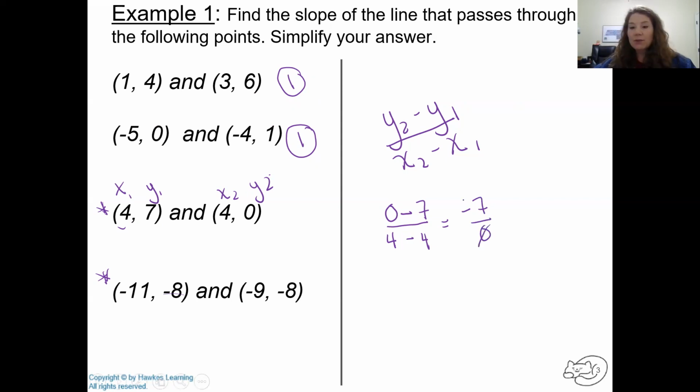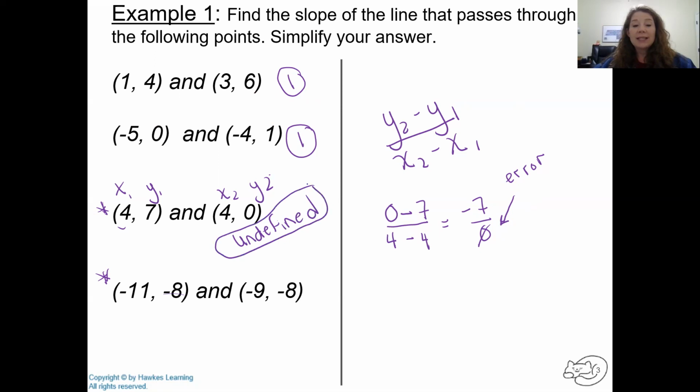Now, I want everyone to pick up your calculator, and I want you to type this in your calculator. Negative 7 divided by 0. When you do that, your calculator will tell you you've made an error. It will give you some sort of message that you cannot divide by 0. So when you end up trying to divide by 0, your calculator will probably say undefined or error. And that means that since you cannot divide by 0, the slope of this line is undefined.